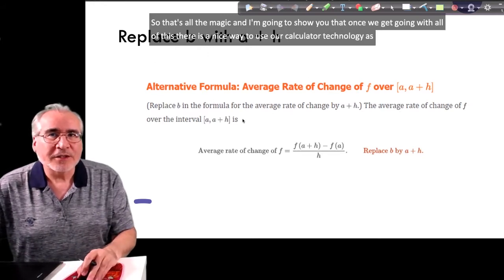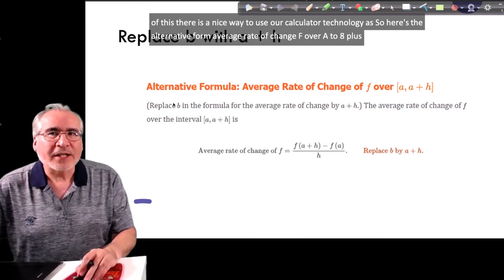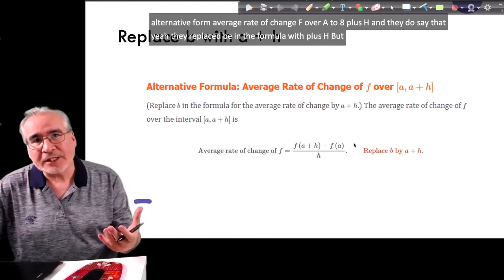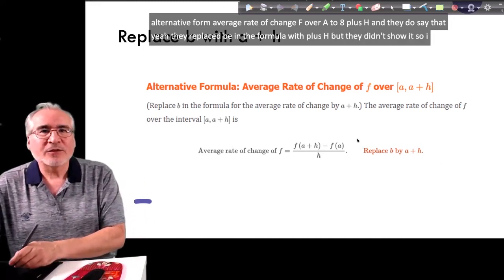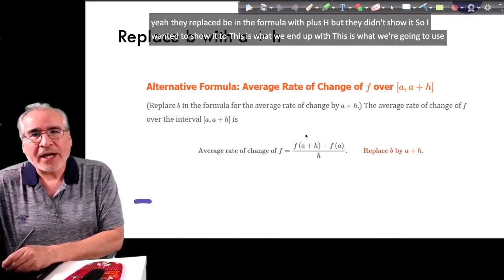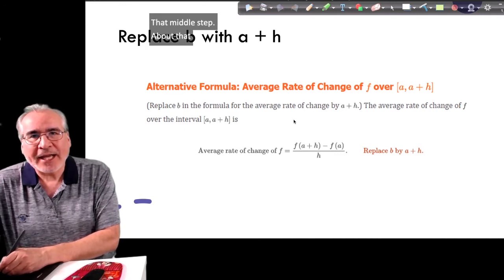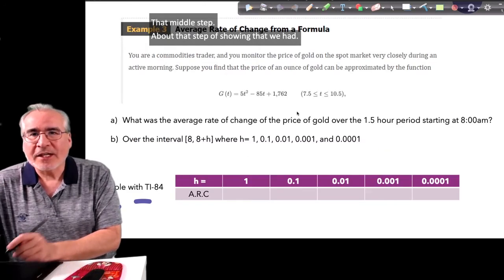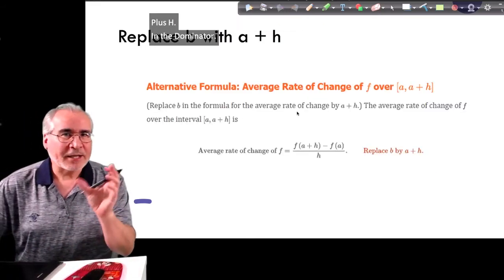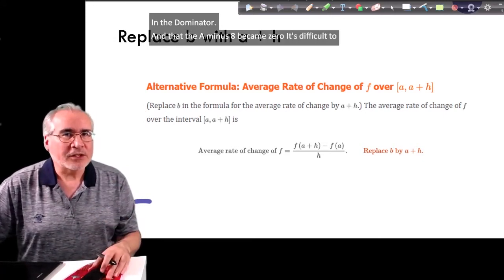So here's the alternative form, average rate of change, f over a to a plus h. And they do state that they replaced b in the formula with a plus h, but they didn't show it. So I wanted to show it to you. This is what we end up with. This is what we're going to use. But without that middle step, without showing that we had a plus h in the denominator, and that the a minus a became 0, it's difficult to see that this is really just a slope formula, but it is.